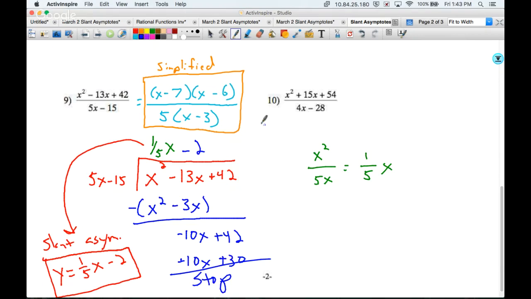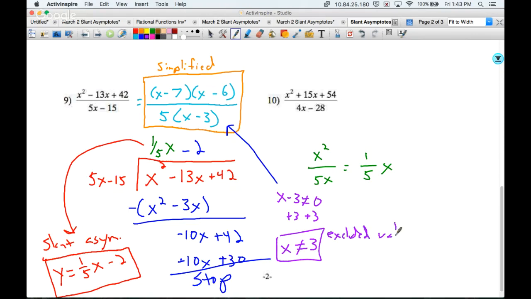There's still one last thing to do with this one, and that's to state our excluded value. X minus 3, let me do this in a different color. X minus 3 cannot equal 0. Add 3 to both sides. We'll get that x cannot equal 3. This is a factor that didn't cancel, so that's the excluded value. But because it didn't cancel, we have a vertical asymptote at x equals 3. All right.